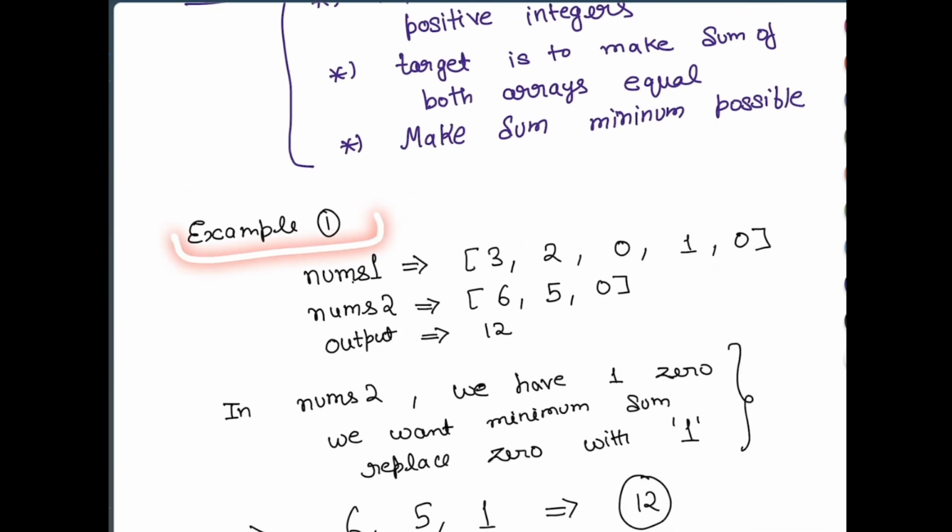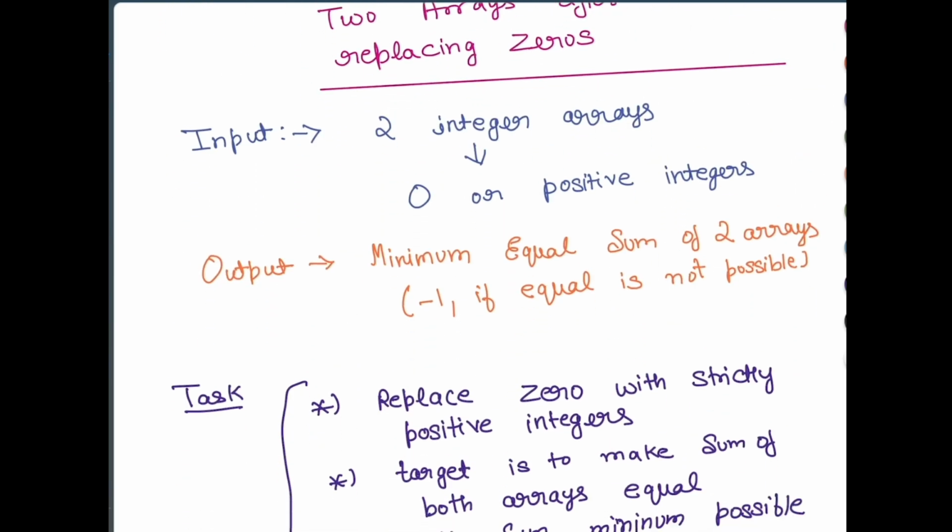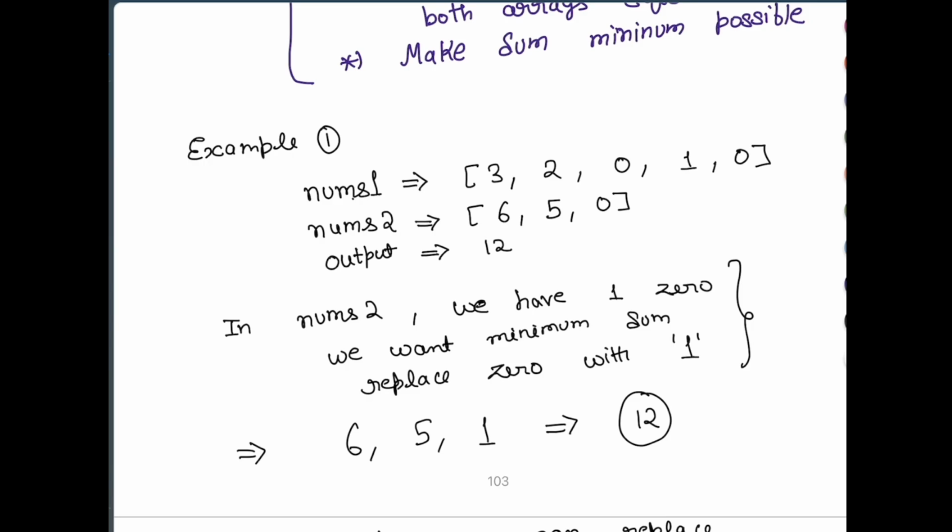Now let us understand the question with a few examples. So example 1 is when nums1, the first array, is 3, 2, 0, 1, 0 and nums2 is 6, 5 and 0. The output in this case is 12. That is, for the given input, 12 is the minimum equal sum possible. Now how can we say this? Let us try to understand that.